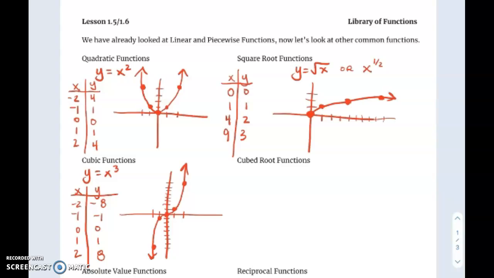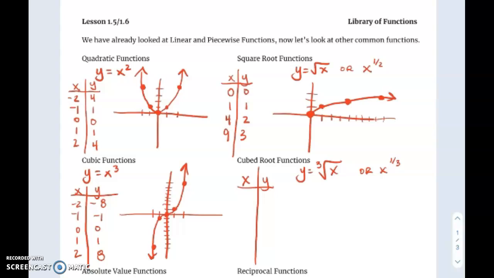Now cubed root, so we're looking at y equals cubed root, and that you also may see written as x to the 1/3. So those are the same. You want to look at the domain of that. Now for odd roots, you can take the cubed root of a negative. So that has a domain of negative infinity to infinity. So that means you can plug in negatives, zeros, and positives.